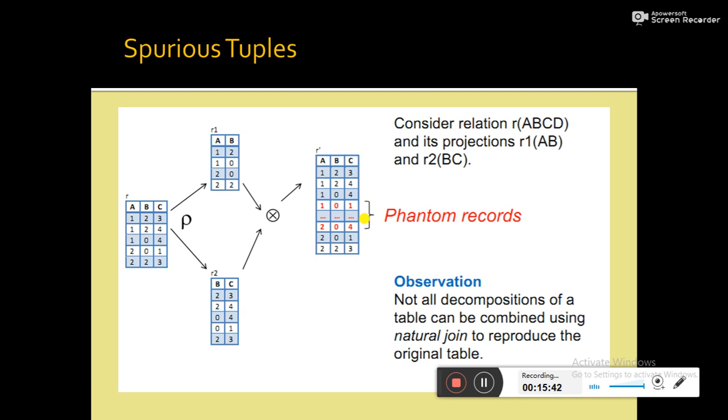So, while designing the database, we should follow all these 4 guidelines. If we follow all these 4 guidelines, then we will come up with a good database design.